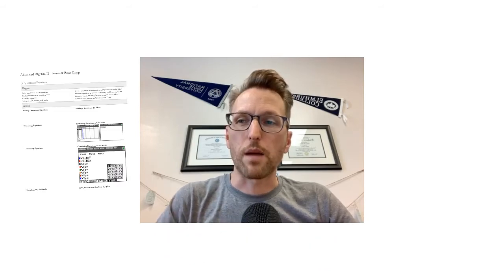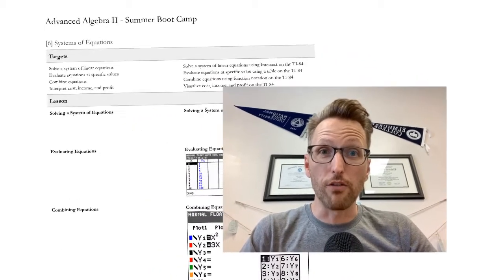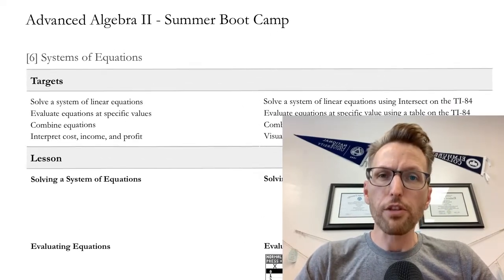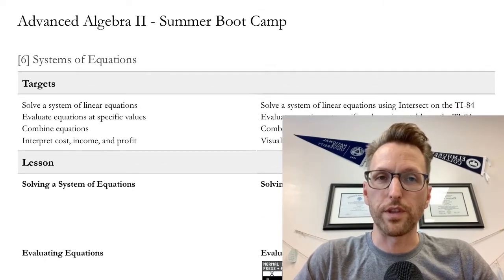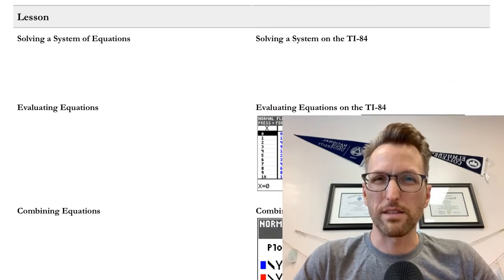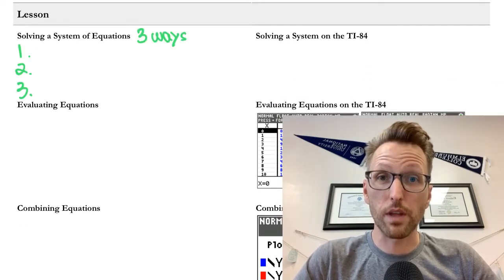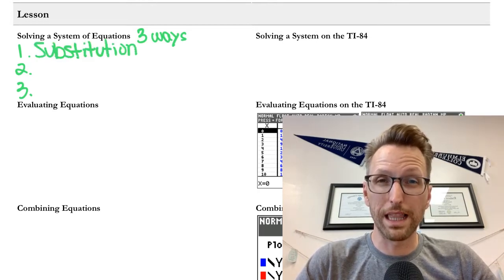The first thing I want to talk about is solving a system of equations. So there are 3 ways we can solve systems. The third way is kind of like the first way. You might remember these. Number 1, substitution. Number 2, elimination.